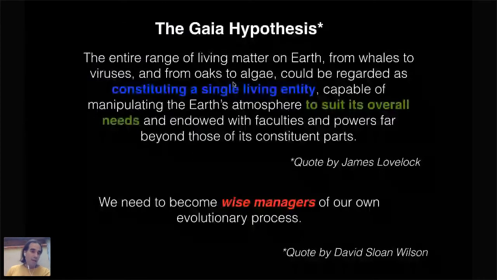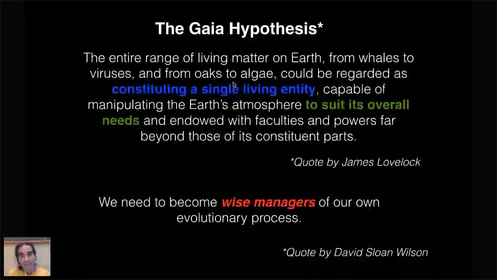Now I want to start to come to a close of the presentation with two quotes that I think reinforce what I'm saying. One of them comes from James Lovelock, a creator of the Gaia hypothesis. James Lovelock said, "The entire range of living matter on Earth, from whales to viruses, and from oaks to algae, could be regarded as constituting a single living entity, the biosphere, capable of manipulating the Earth's atmosphere by regulating carbon dioxide to suit its overall needs. And this entire living entity is endowed with the faculties and powers far beyond those of its constituent parts."